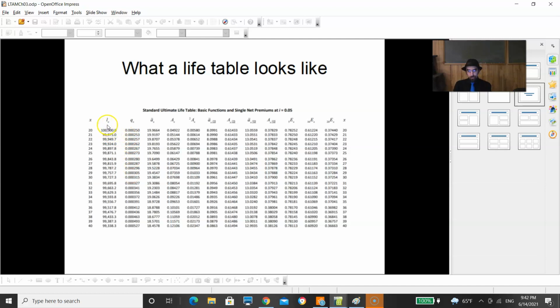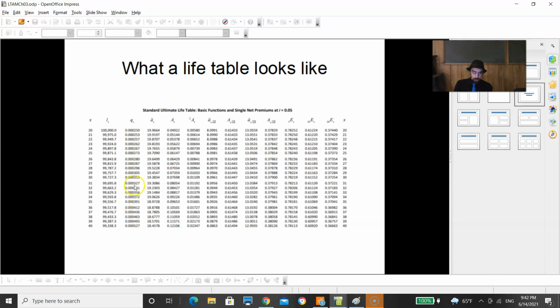A few things that shouldn't surprise you. L sub x decreases as x increases. The no zombies condition. Also, q sub x increases as x increases, for the most part.